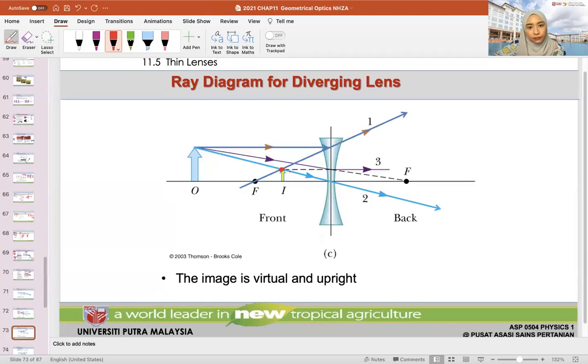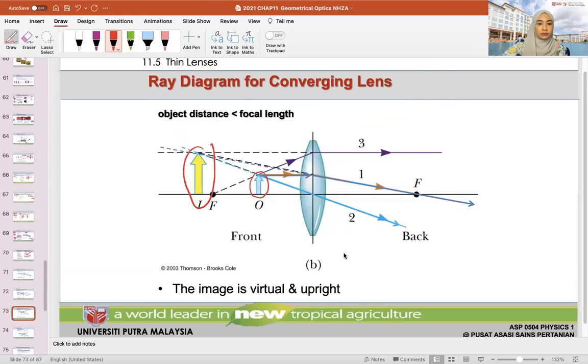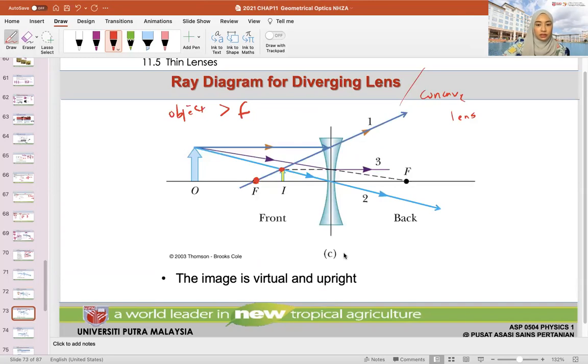And then for a diverging lens, or concave lens, again your focal point must be the same place as your object. So if your object is greater than F, what you get is virtual and upright. Or is this for all cases? I don't know.